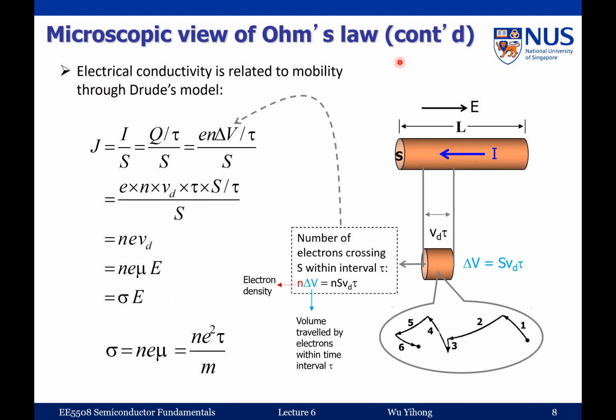So how do we derive this? We use a very simple model called Drude's model. In Drude's model, we basically treat all the electrons as separate from each other, and of course they are doing random movement at the same time. They are also doing a drift movement, and we just try to find a simple average of the current carried by each electron, and then you get the total current. That's called Drude's model.